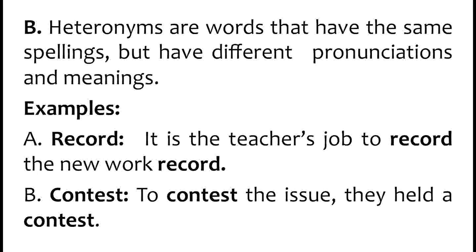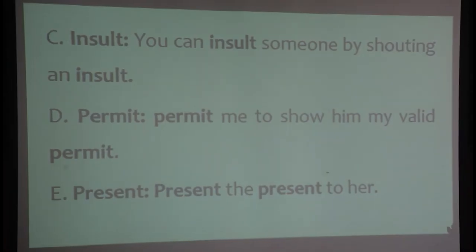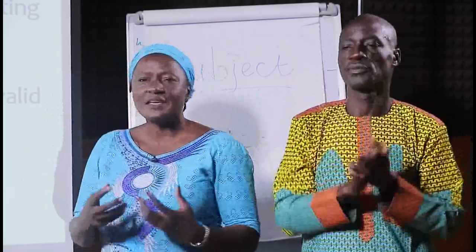B, contest. To contest the issue, they held a contest. To contest is to go into competition, and the main event is a contest. C, insult. You can insult someone by shouting an insult. The act of shouting it, the action, that's the verb. And the insult is the bad things that you say to someone.